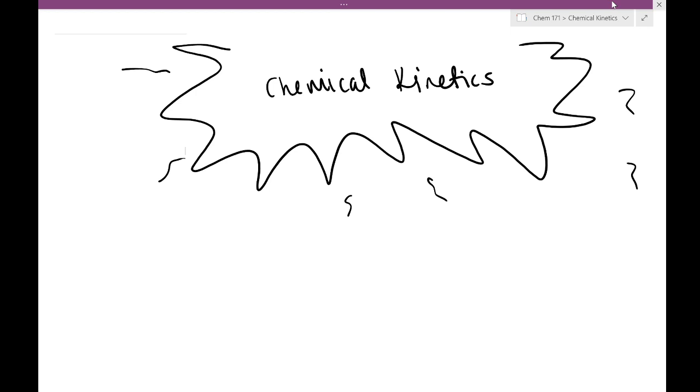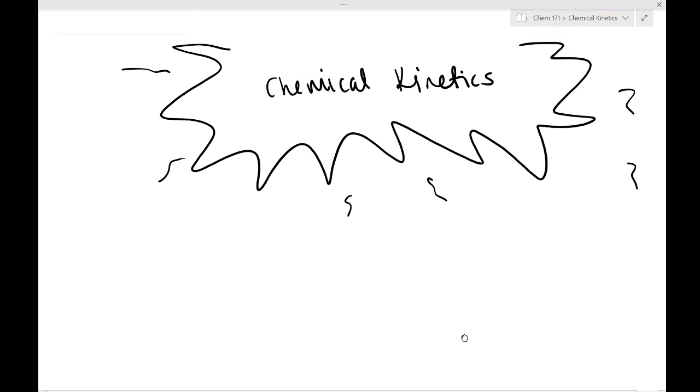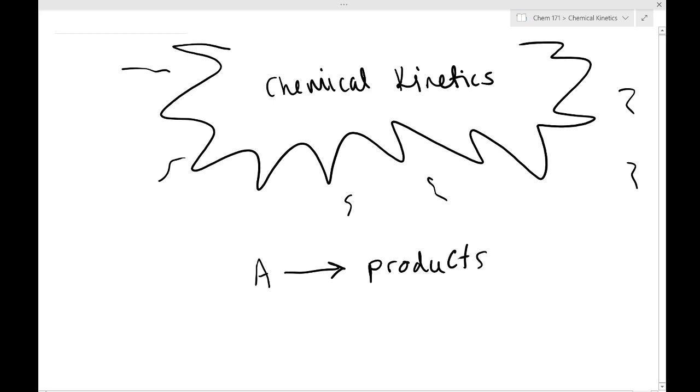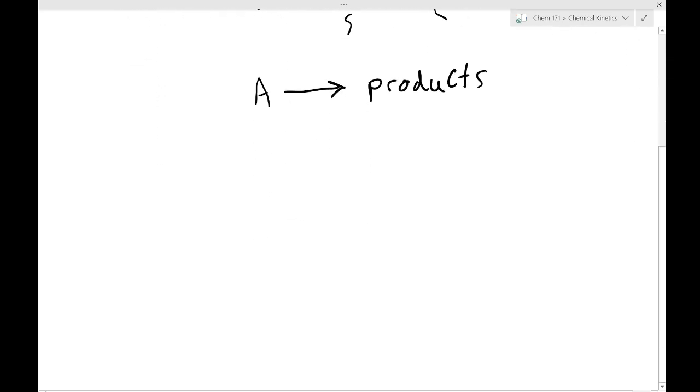So let's go back to basically what we're trying to do with chemical kinetics. If we have some generalized reaction, where we're reacting A to form some sort of product or multiple products, we want to know how fast this reaction is going, how quickly it's progressing. The way that we determine that for a simple reaction like this is by using something called the rate laws.